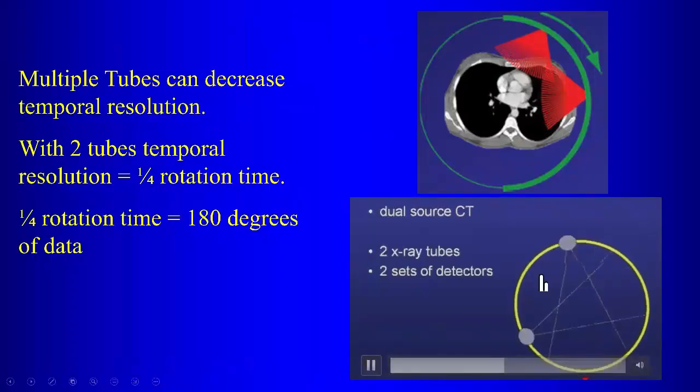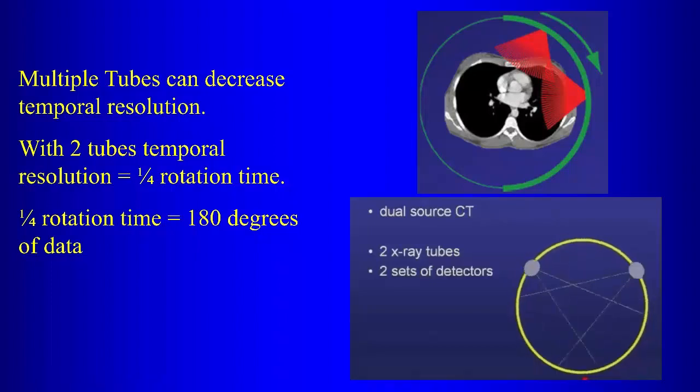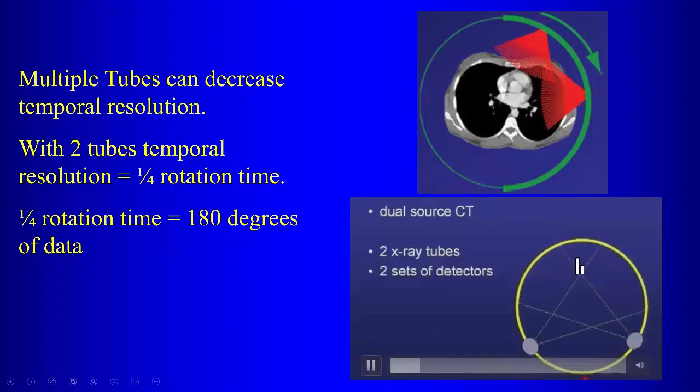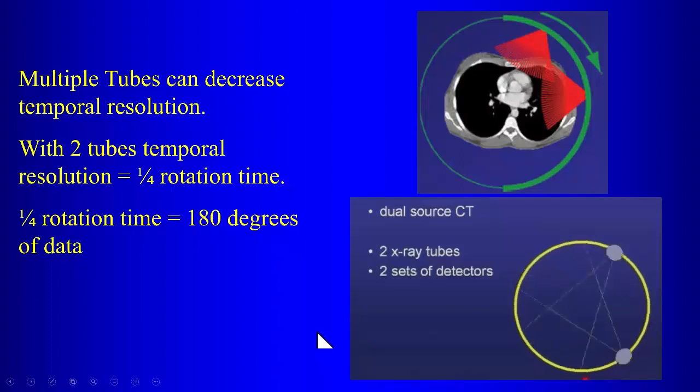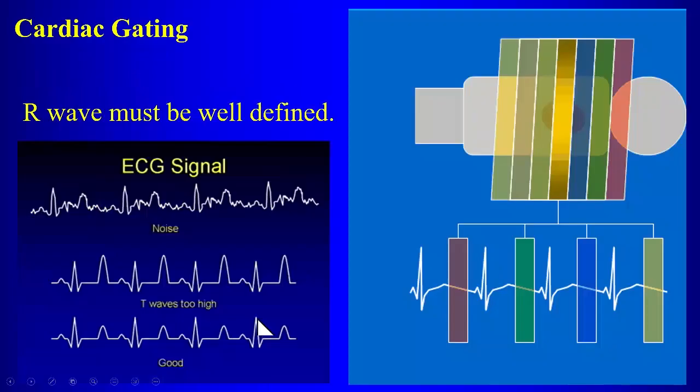So if you have two sources though, two tubes at 90 degrees to each other, right? Then you only need 180 degrees of data, so that means that each tube only has to move 90 degrees to get you your 180 degrees of data. And so then your temporal resolution becomes 1/4 of the rotation time, okay? So this is why dual source scanners are prized for cardiac imaging, because that gives you the best temporal resolution that is available now on the market if you're going to do cardiac CT, okay?